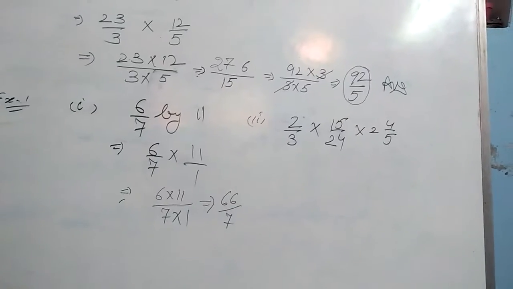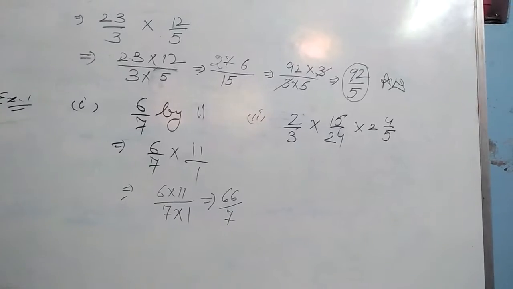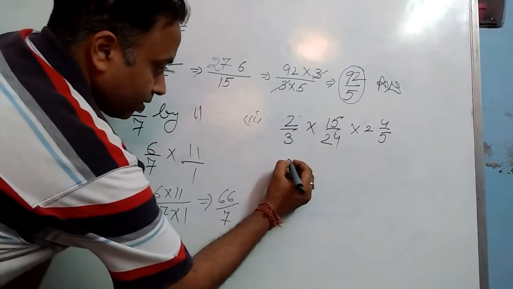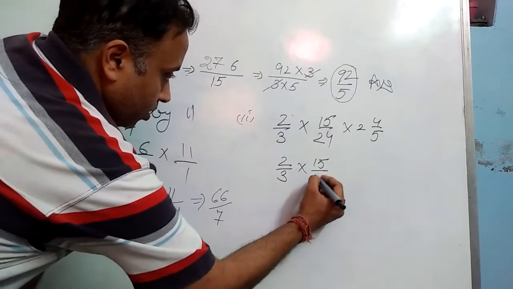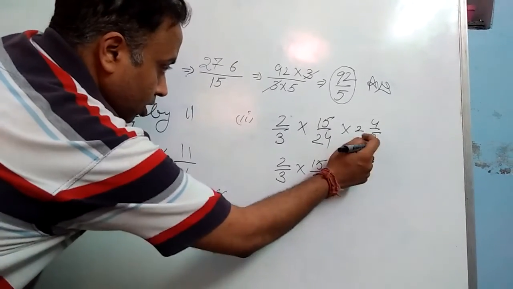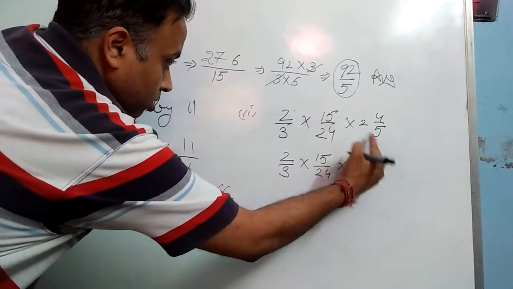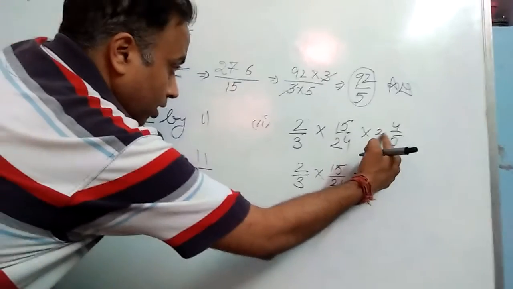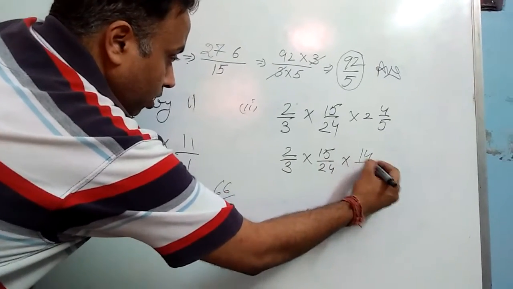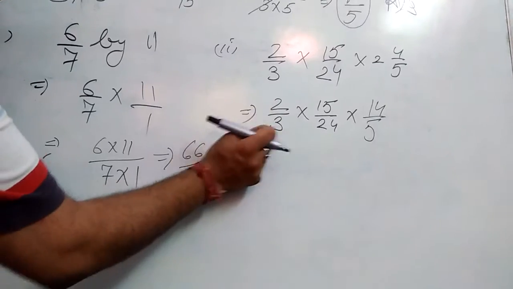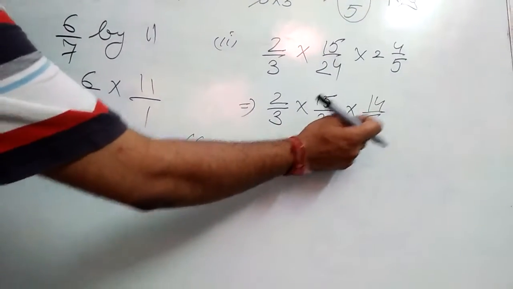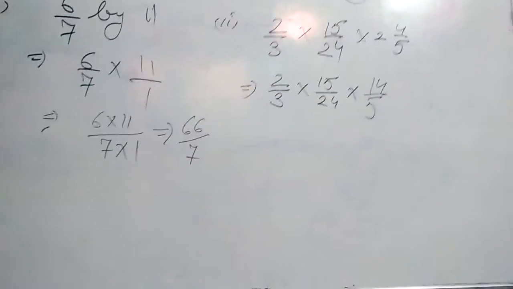Okay, now here I am following the rule of multiplication. I write this number as 2 by 3 multiply 15 upon 24, and this mixed fraction convert it into a simplest form. So 5 times 2 is 10, 10 plus 4 is 14 upon 5. Now we get here answer is 2 by 3 multiply 15 upon 24 multiply 14 upon 5.